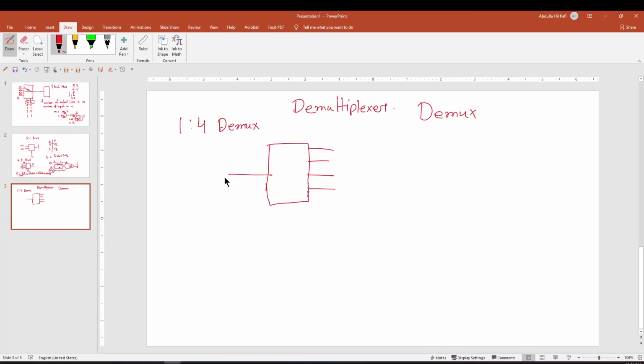So we have 1 input line and 4 output lines. For this case we also need some selection pins, and depending on the selection pins, this line will be connected to either this one, or this one, or this one, or this one.